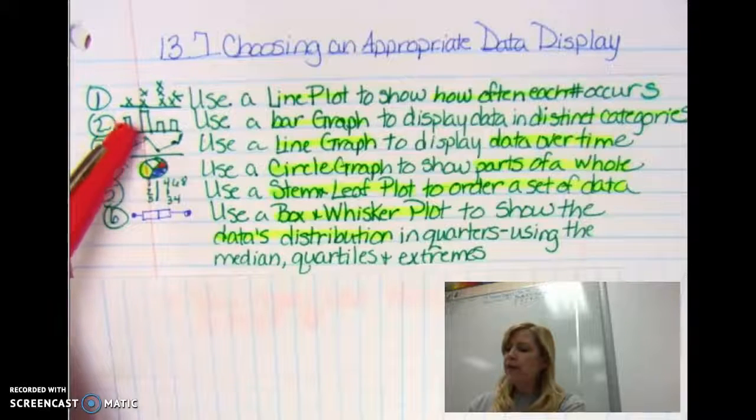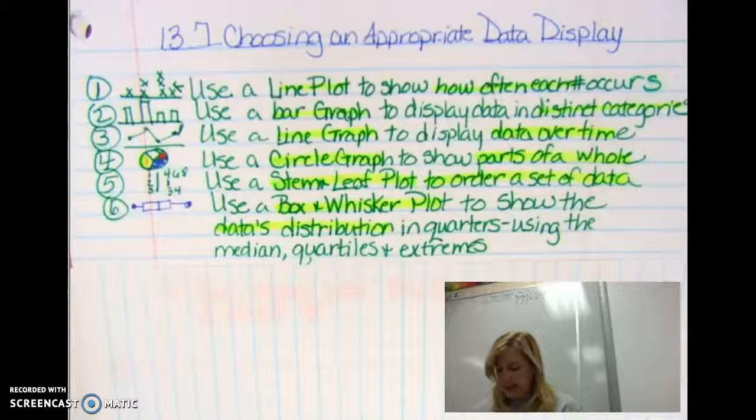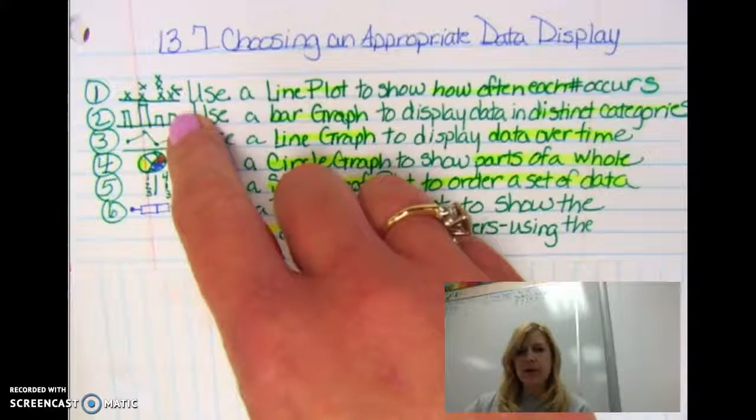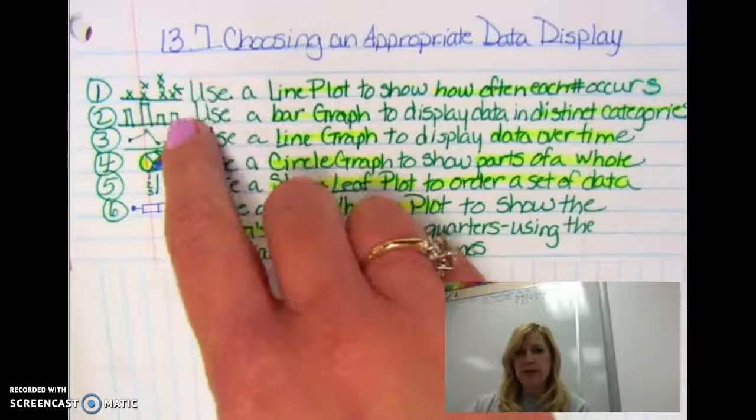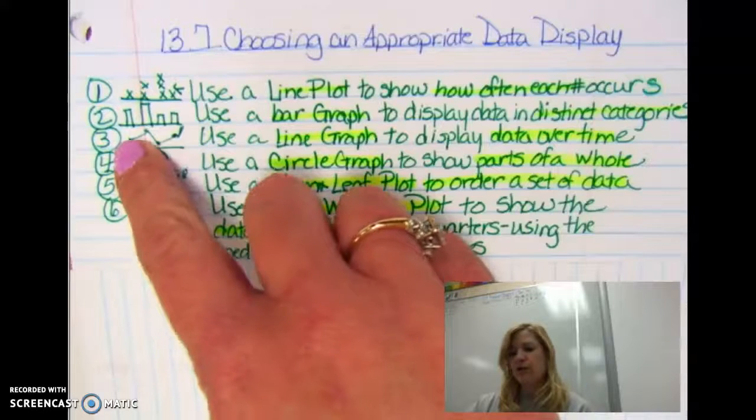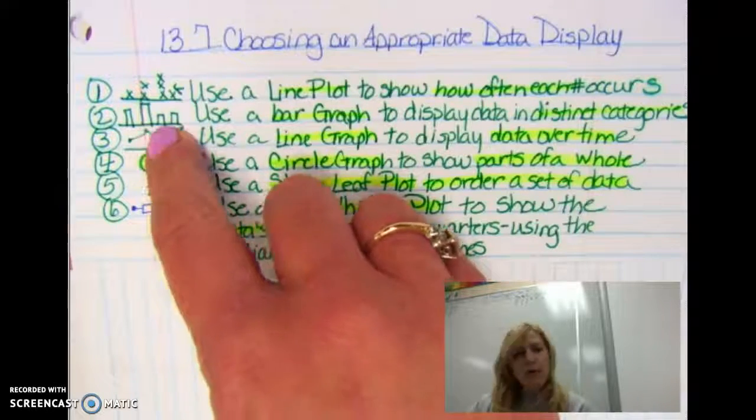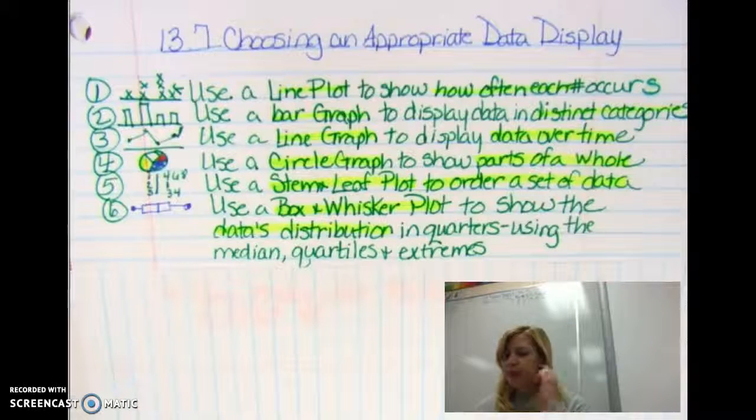The bar graph is used to put data into distinct categories. While these two can be similar, and I do give some grace there, this is number of times something occurs. This is putting things into different categories. For instance, motorcycles, bicycles, four-wheelers, that sort of thing. You're looking at different categories.